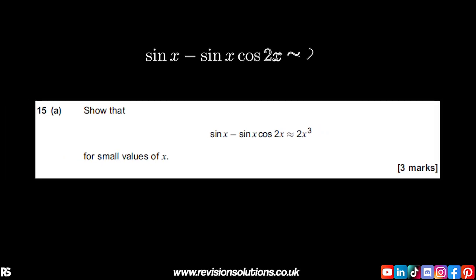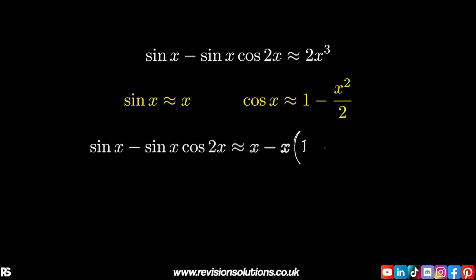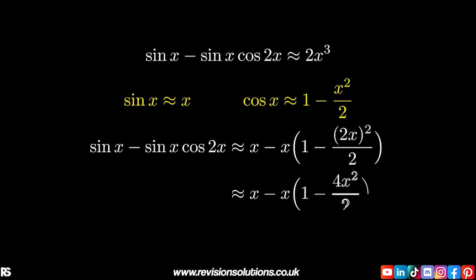Question 15 asks us to show that sin x minus sin x times cos 2x is approximately equal to 2x cubed for small values of x. We're going to need the small angle approximations for sin x and cos x, which are as follows. Using the approximations leaves us with the following. If we expand and then simplify, we get to the final result of 2x cubed.